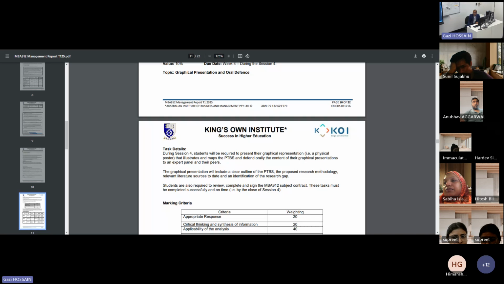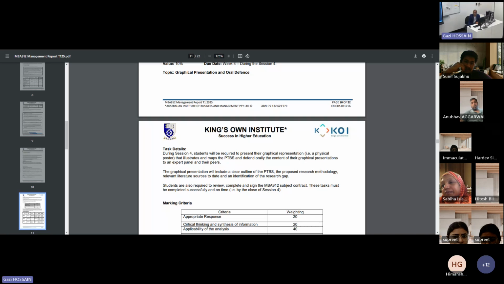Another one is research objective. You can have 2 to 3 objectives, maximum 3 objectives, relating to your research topic. And the third one is research significance: why this research is important. You will be stating that as well.